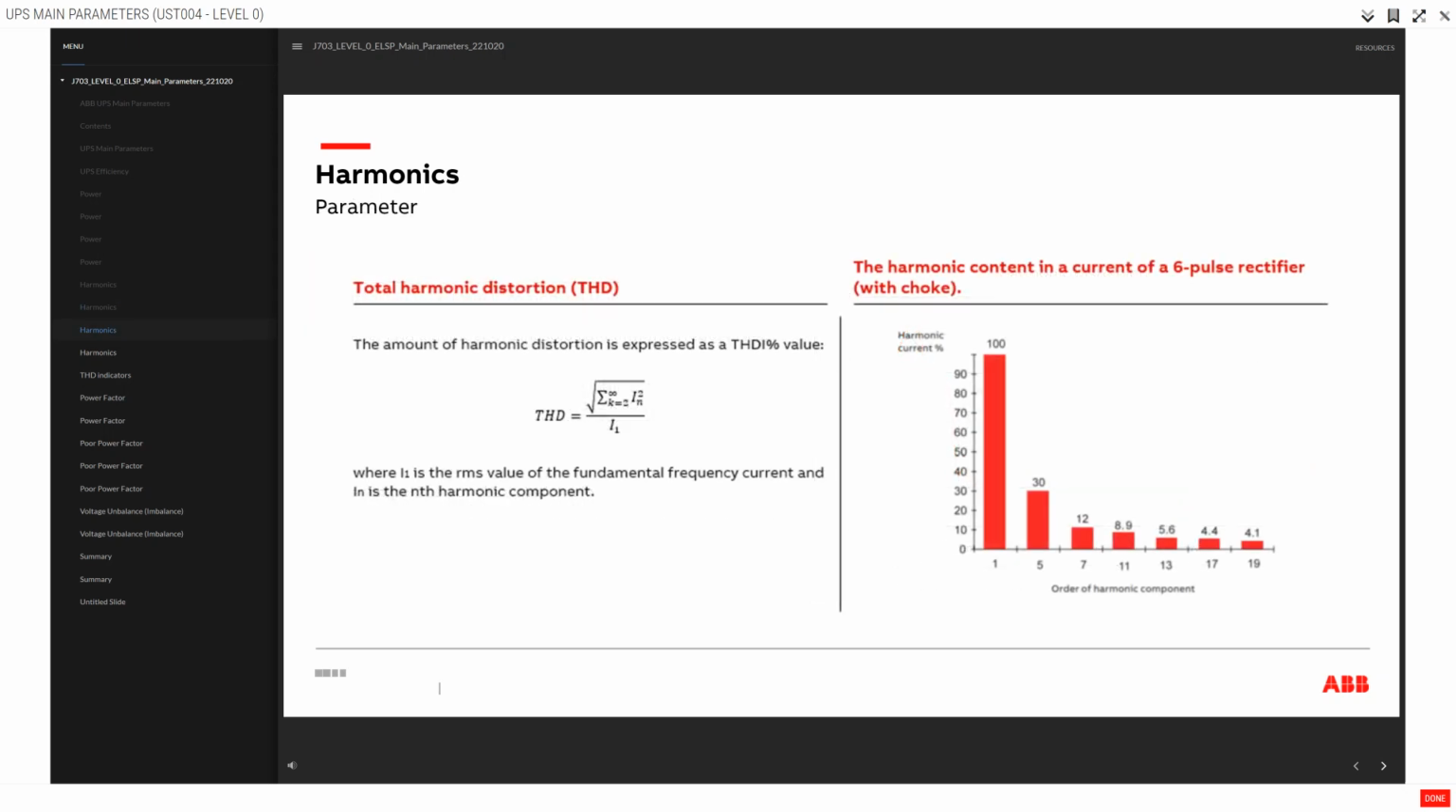Total harmonic distortion, THD. The amount of harmonic distortion is expressed as a THDI percent value, where I1 is the RMS value of the fundamental frequency current and In is the nth harmonic component. Below an example of a 6-pulse rectifier harmonic current content.